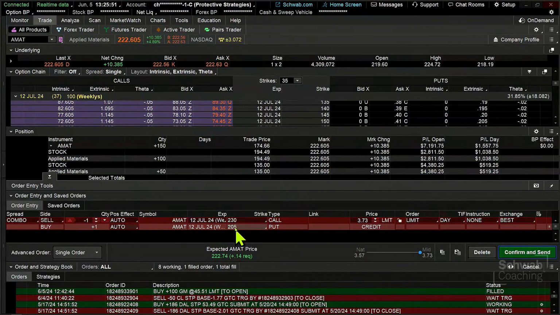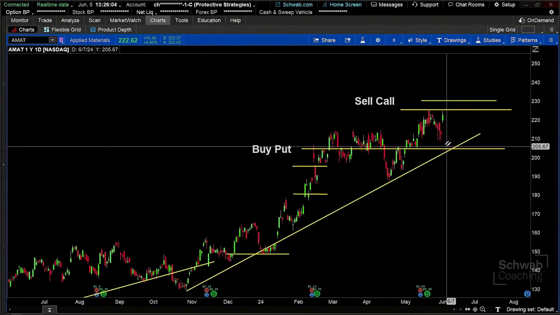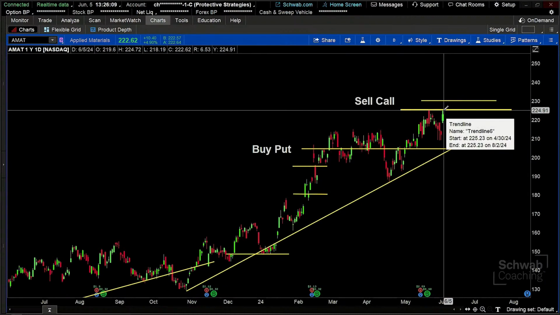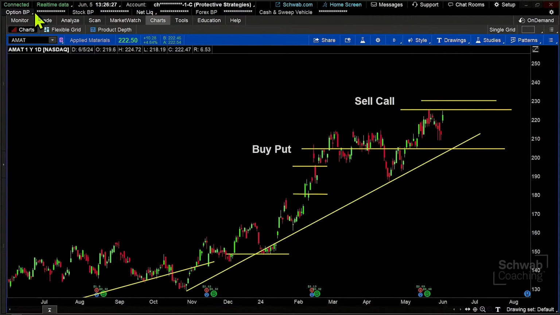Now, because that call option is more expensive than the put option, this is going to end up being a credit, okay? And again, this is another one of those scenarios. If you notice what's been happening with the price of the stock, it's been moving higher. Call options get more expensive and more valuable when the price of the stock moves up. So we're selling an expensive call option and buying a relatively inexpensive put option, which is resulting in a net credit for this combo trade.